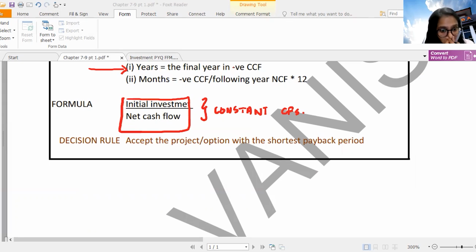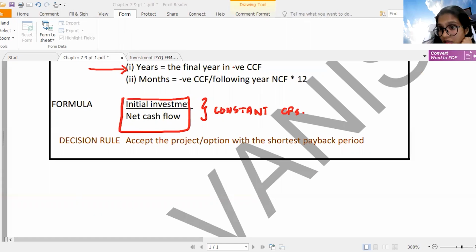Now, how about the advantages of the cash payback period? Simple, straightforward, because you just need to know the formula. It's also very easy to understand, because it's quite straightforward. You're just seeing when you get back the money that you have invested.